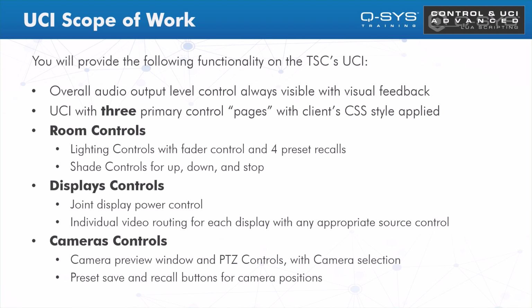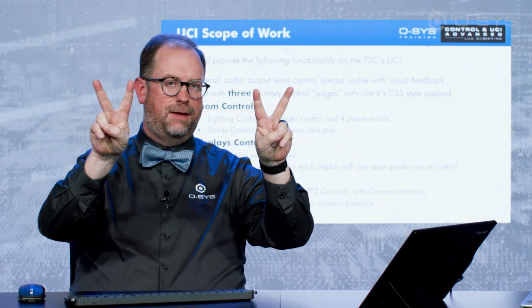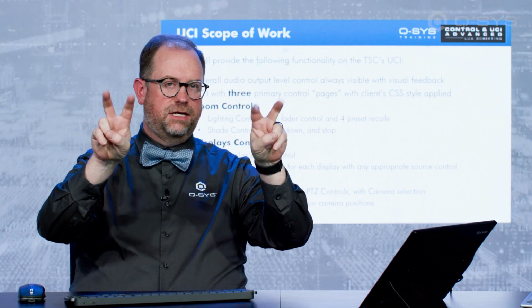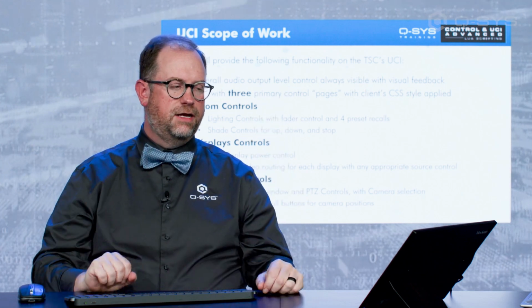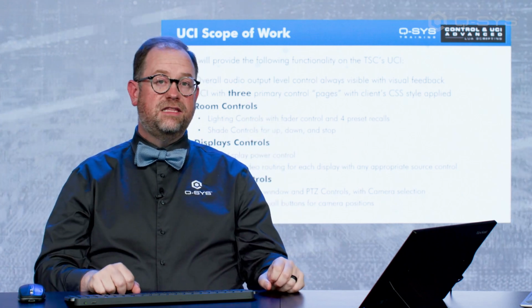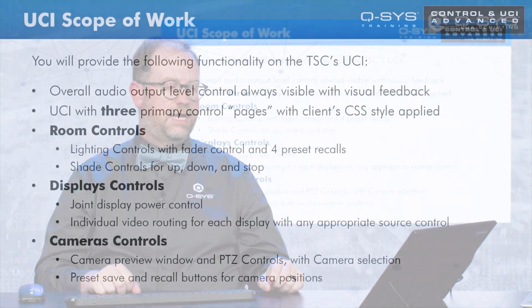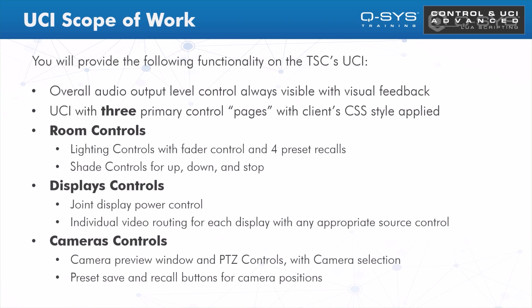Okay, we also want there to be 3 primary control pages. And I'm saying pages because I'm going to have a conversation with you after this slide. But pages with the client's CSS style applied. What are those 3 pages? There's going to be the room controls. That's where we're going to have the lights and the shades. The lights are going to have fader control of the dimming system, including 4 presets. The shades are going to need to go up and down, and you got it, stop.